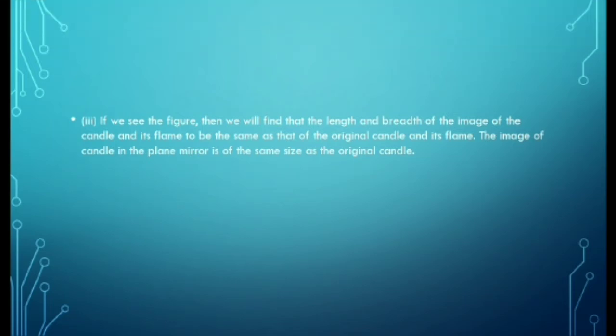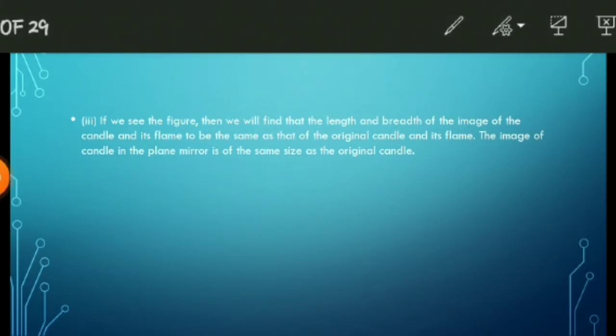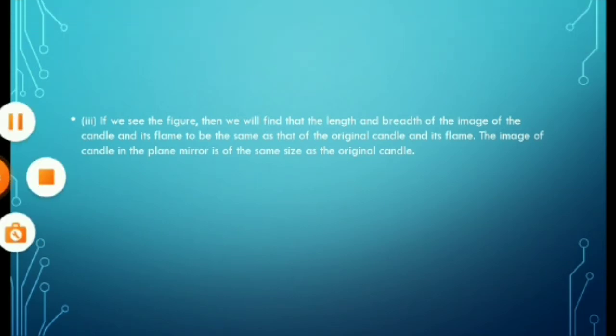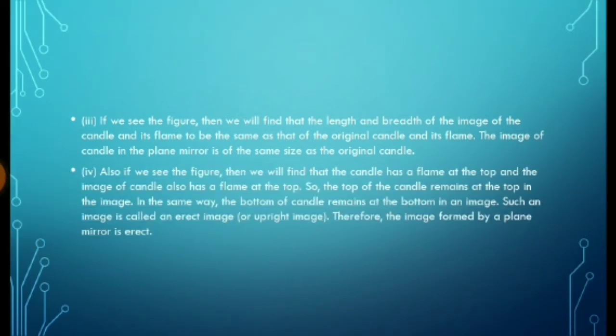Next one, let's see. Also, if we see the figure, we will find that the candle has a flame on the top, and in the image, in the same way, the bottom of the candle remains at the bottom. Such an image is called an erect image or upright image. Therefore, the image formed by a plane mirror is erect.